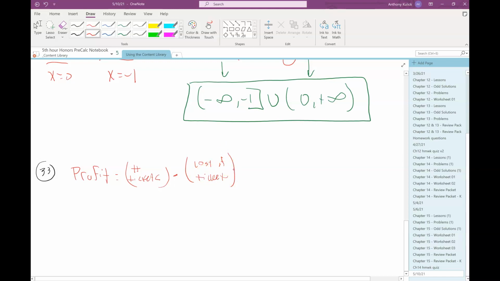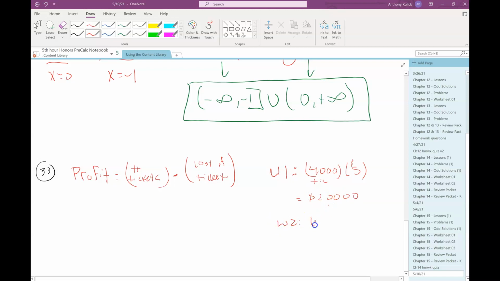Everybody agree with that? So week 1, we had 4,000 tickets at $5. So that would be $20,000.